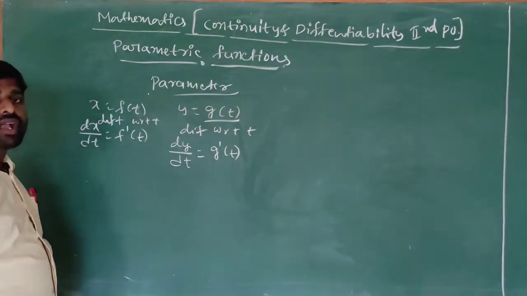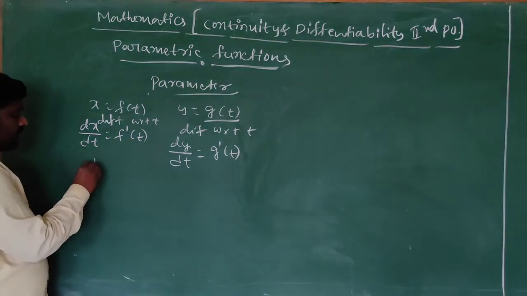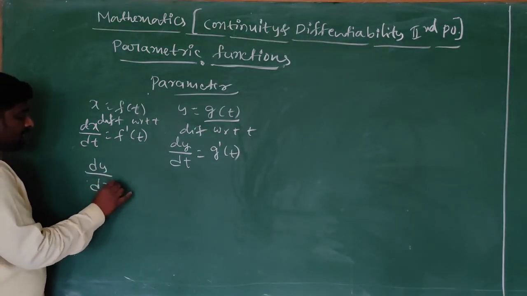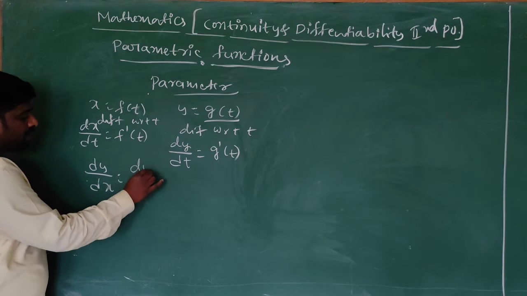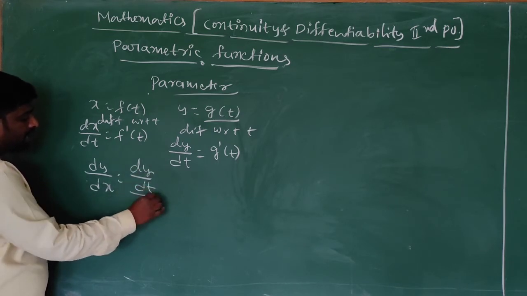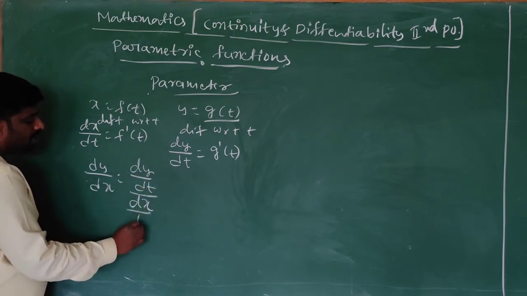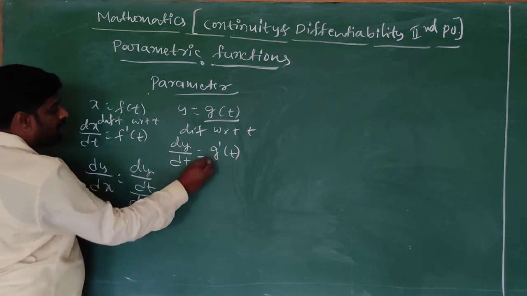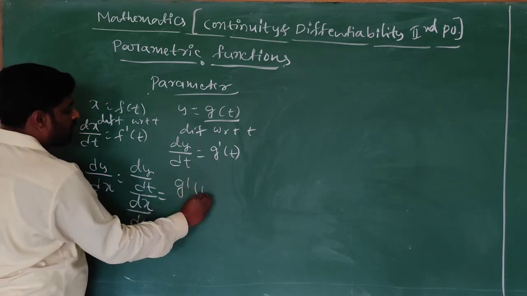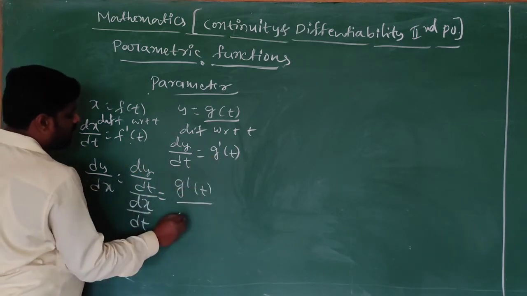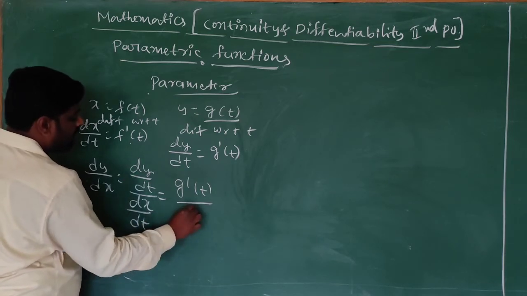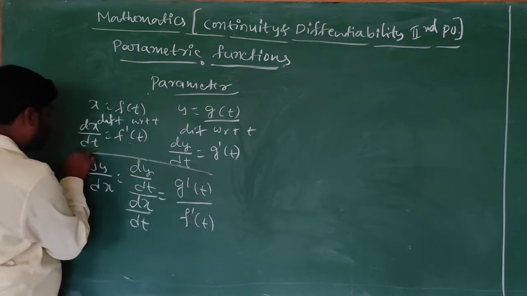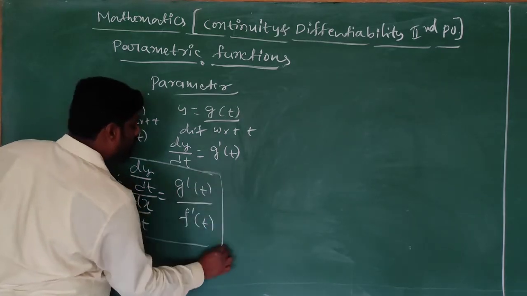Now I want to find dy by dx. So dy by dx is equal to dy by dt divided by dx by dt. Dy by dt is g dash of t divided by dx by dt, which is f dash of t. So this is called the parametric function method.